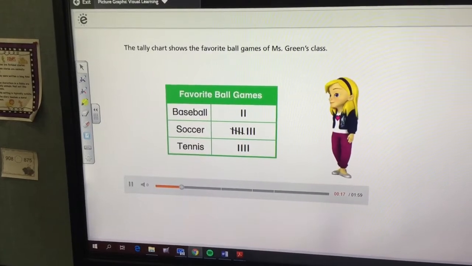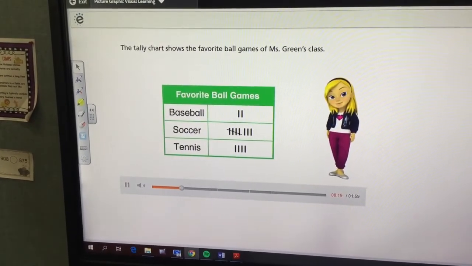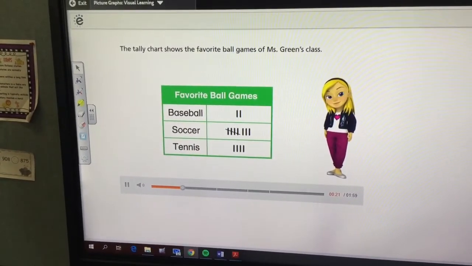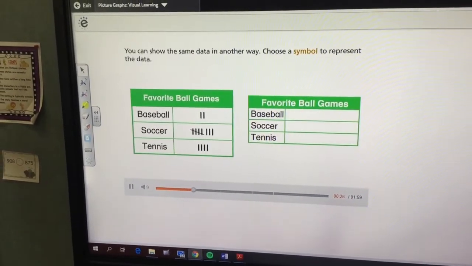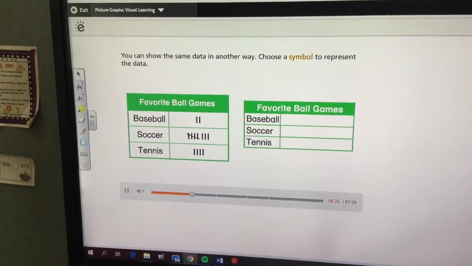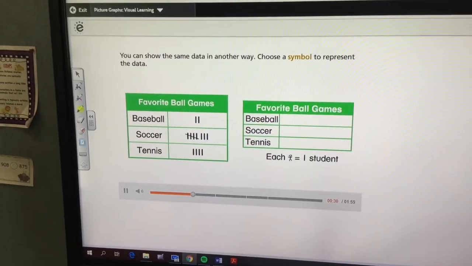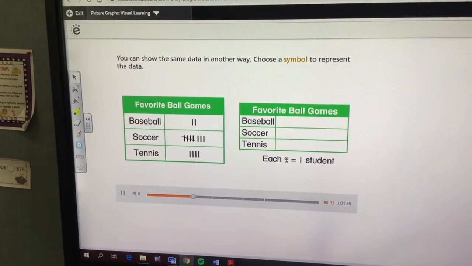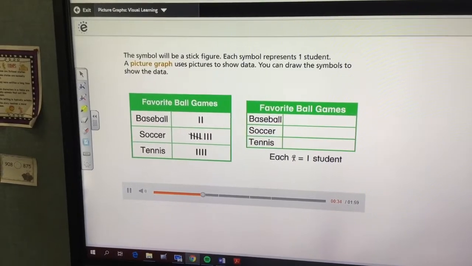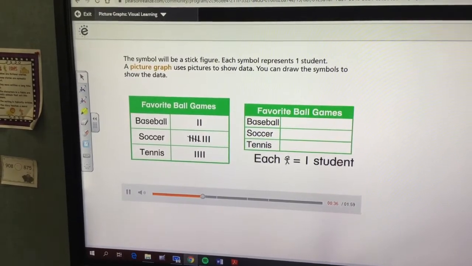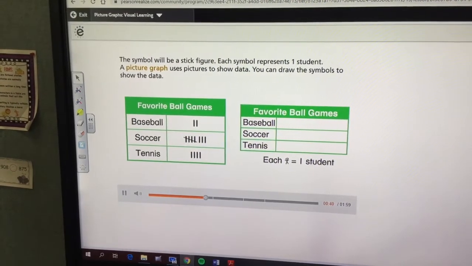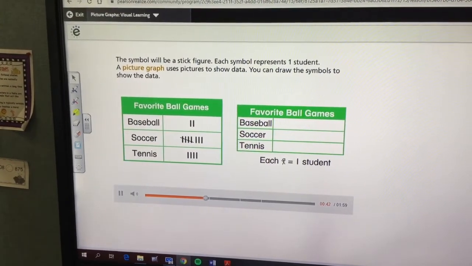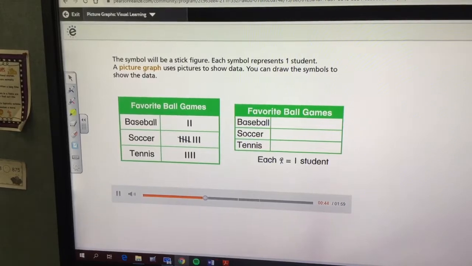The tally chart shows the favorite ball games of Ms. Green's class. You can show the same data in another way. Choose a symbol to represent the data. The symbol will be a stick figure. Each symbol represents one student. A picture graph uses pictures to show data. You can draw the symbols to show the data.